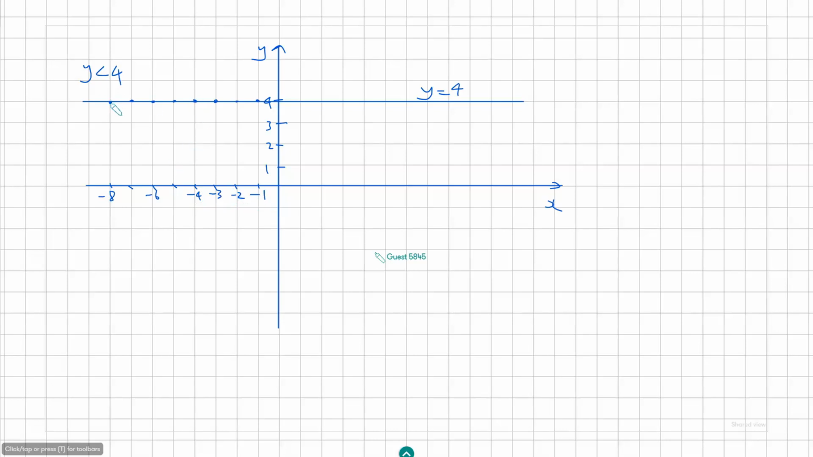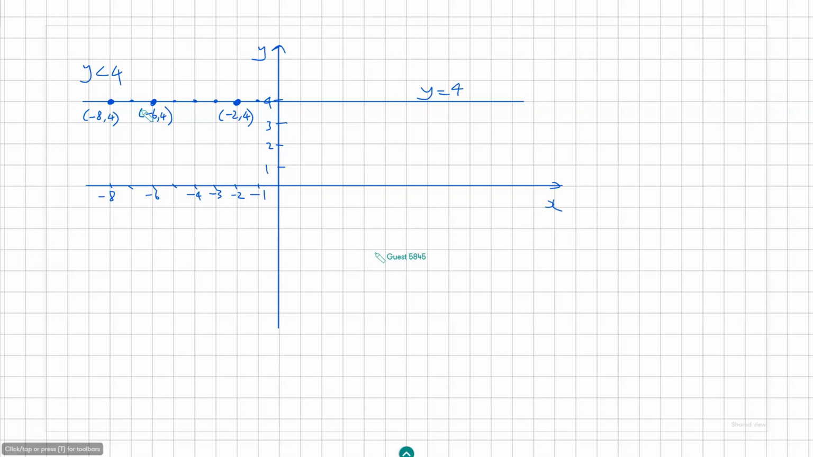So what do you think are the coordinates of this point? This point here. Negative 8, 4. How about this point? Negative 6, 4. How about this point? Negative 2, 4. So what do you observe?